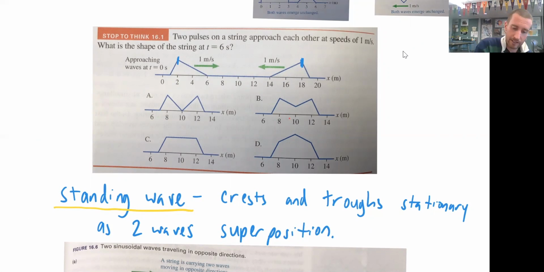So if it's 6 seconds at 1 meter per second, 2 plus 6 would put my peak right here. So I'm just going to kind of draw it. There's my peak right there, and it'd be down like that. And then this one is at 18, and it's going this direction. So minus 6 would put it at 12. That would put my peak there. Boom. And then this one goes 2 to 6.